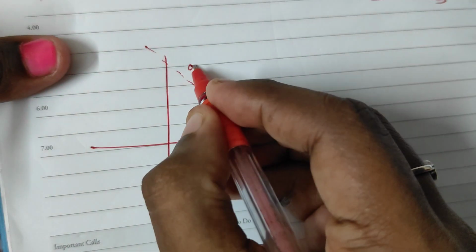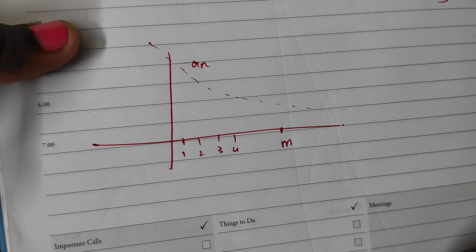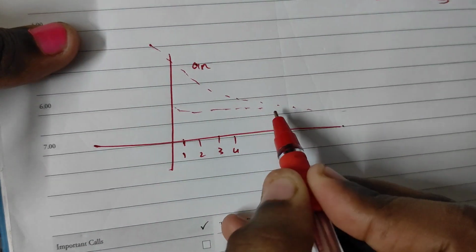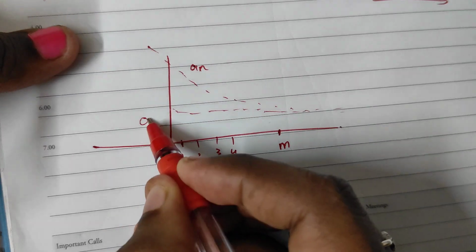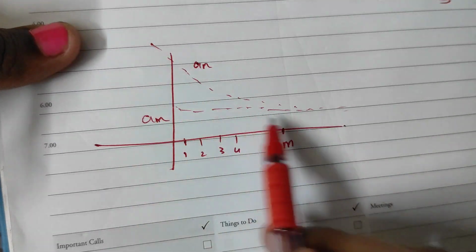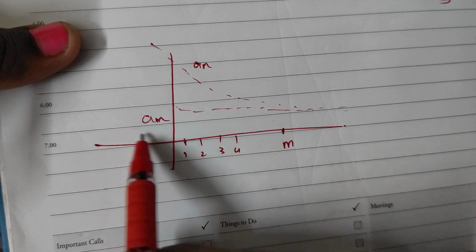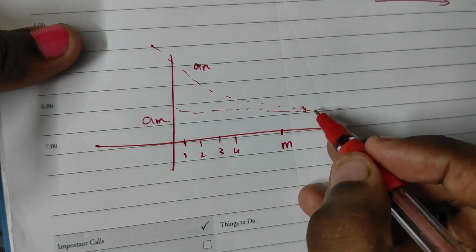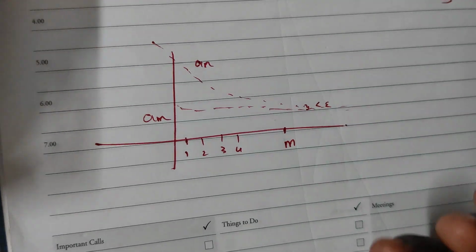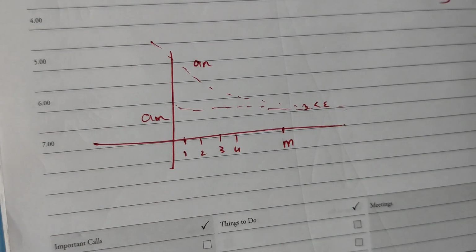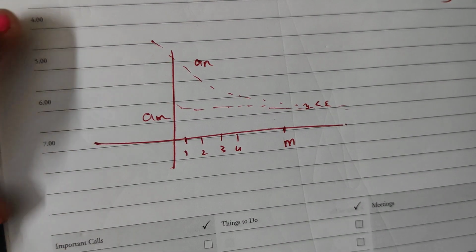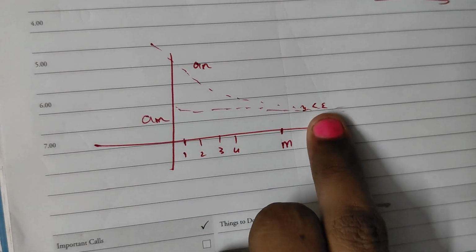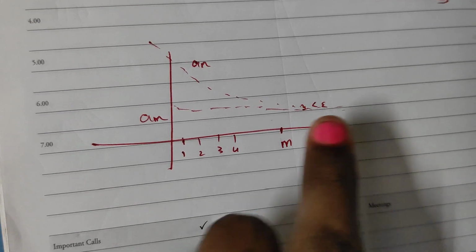Okay, consider a sequence a_n. Consider another sequence a_m. The distance between a_m and a_n should be very small, less than epsilon.